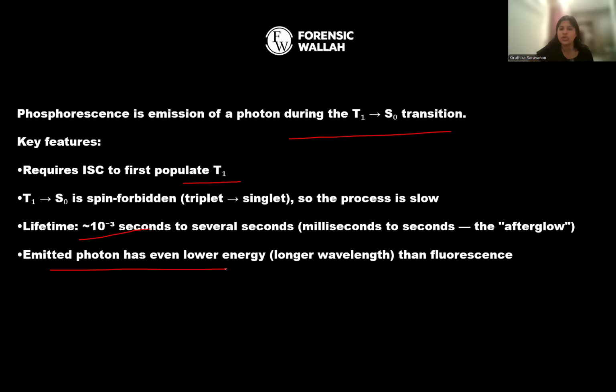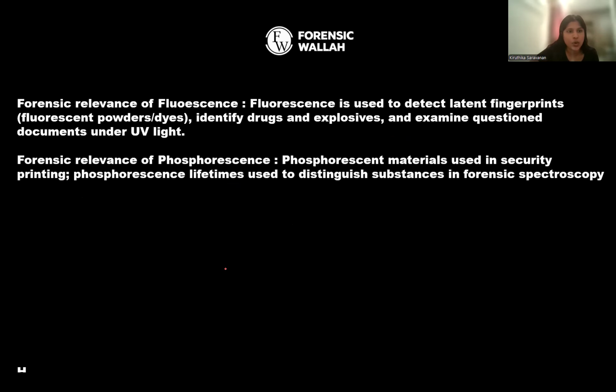The only difference is that in fluorescence the emitted photon is of lower energy and longer wavelength than the absorbed photon. But in the case of phosphorescence, it has lower energy, and it has an even longer wavelength than fluorescence. So that is about phosphorescence. So I hope fluorescence and phosphorescence are now clear.